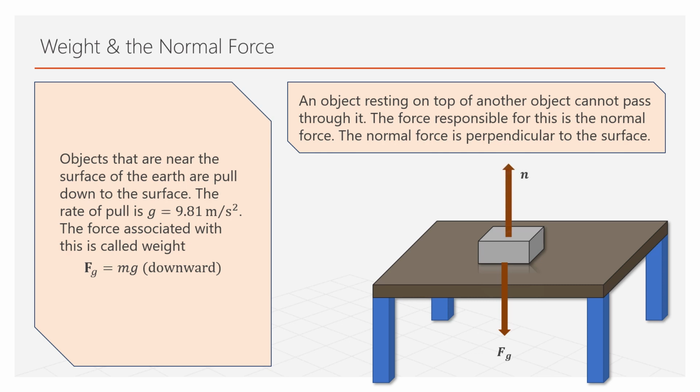However, that block cannot pass through the table. The table is providing a force pushing it upward. That force is called the normal force, and is given the symbol N. Because this object is at equilibrium, meaning it is not accelerated, the normal force and the weight are equal. Here it is important to note, weight is always straight downward, and normal force is always perpendicular to the surface.